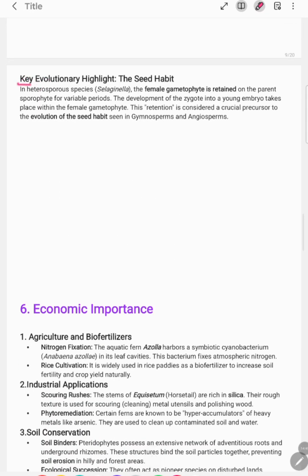Now, one of the key evolutionary highlights of the pteridophytes is its seed habit. See, in heterosporous species, the female gametophyte is retained on the parent sporophyte.